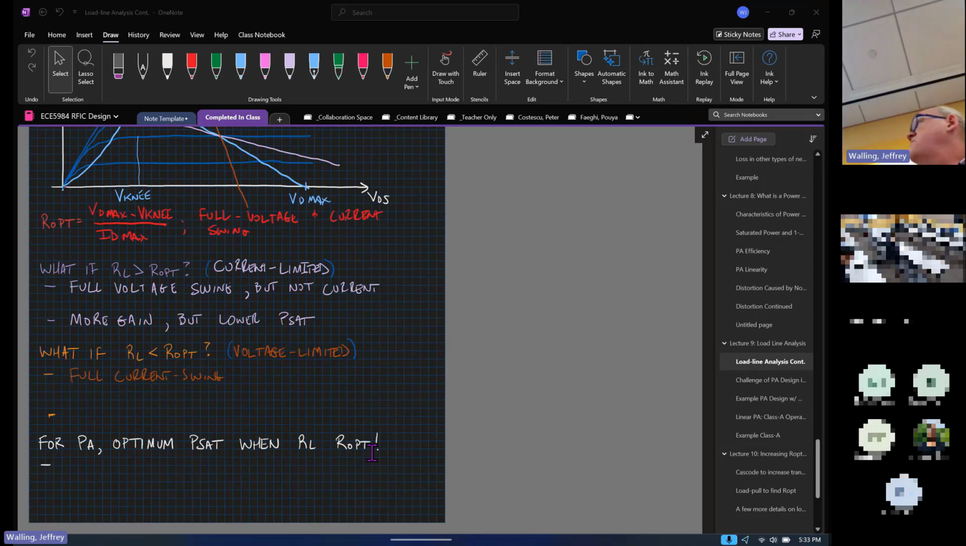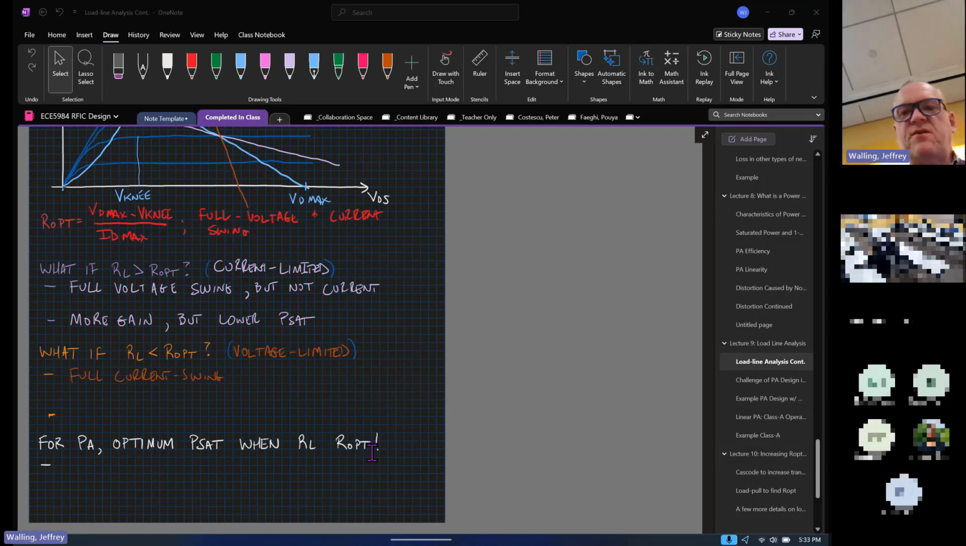All right, so the other day we started to look at what makes a power amplifier, and really we started looking at this concept of load line analysis. And we saw what happens if the load line was too shallow. We're able to swing all the way through the voltage, but not all the way through the current. And we noted that that meant that ultimately we were presenting too large a resistance to the power amplifier. It gives us more gain, but lower output power ultimately.